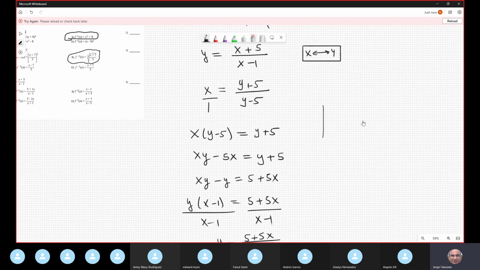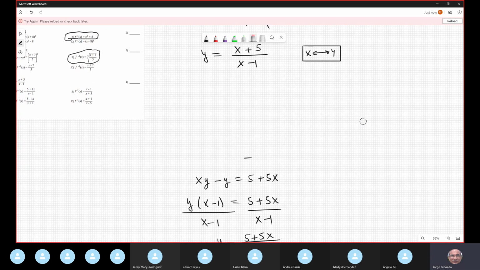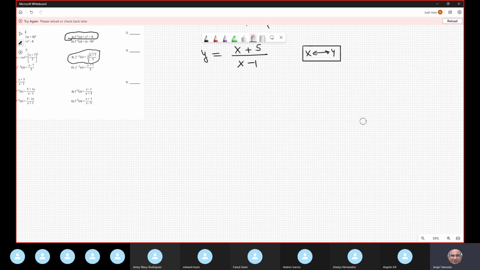Okay, let's do it again, because I don't see the mistake. When I don't see the mistake, I erase everything and start at the beginning. Okay, this is x equals y plus 5 over y minus 1. Did I do okay?